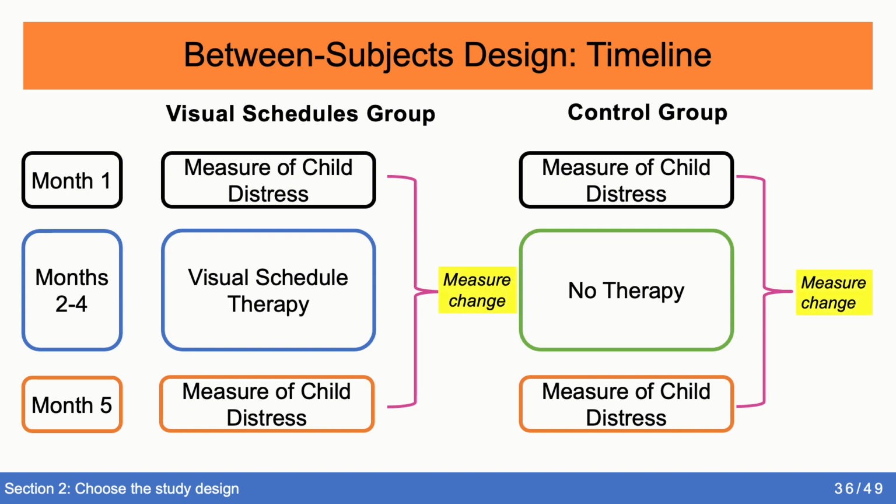If the visual schedule group changed a lot more than the control group, this gives us confidence that visual schedules might be effective. There are different ways that they can calculate change and compare the groups, which you can find out more about in our additional resources.